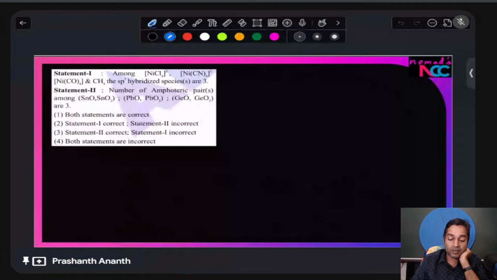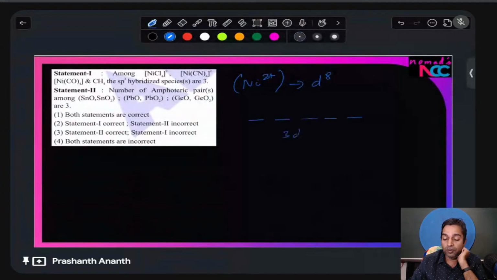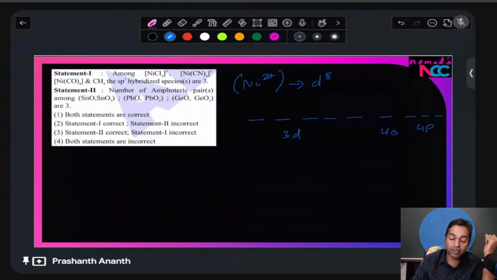So nickel 2 plus. The idea there is what? This is going to be a d8 configuration. So you're going to be having 1, 2, 3, 4, 5 orbitals, and these are the 3d orbitals. This is going to be your 4s orbital, and we'll have the 4p orbitals also available. In a d8 configuration, if it's a strong field ligand, it will pair up. If it is only in the presence of weak field ligands, there will be no pairing. So with a strong field ligand, it will get paired up like this.